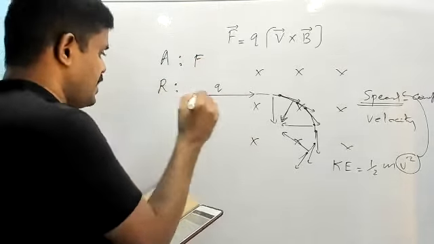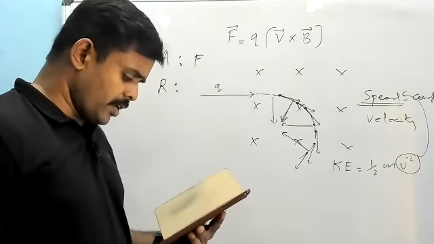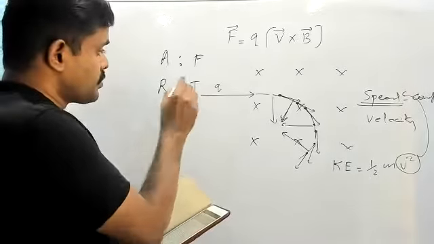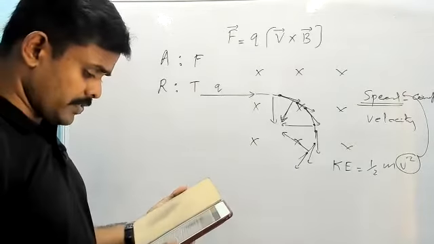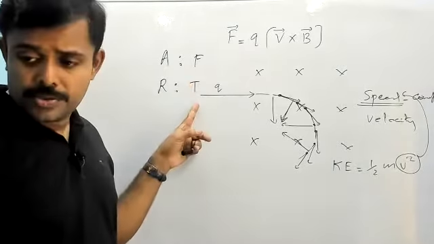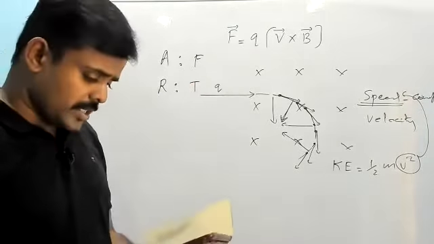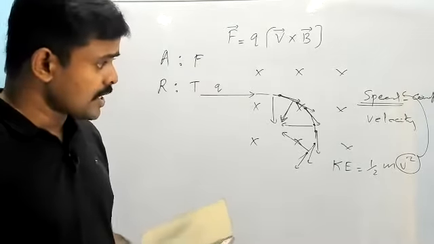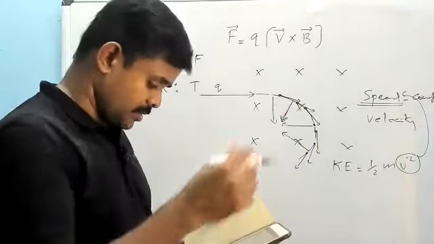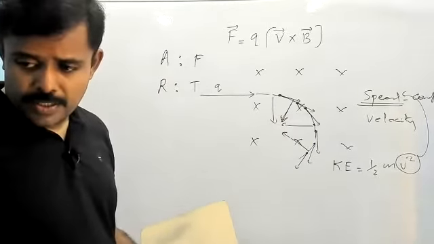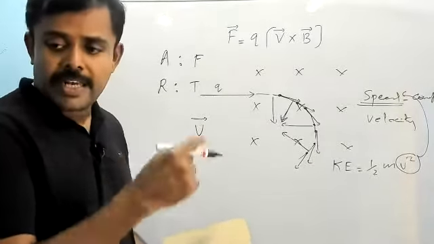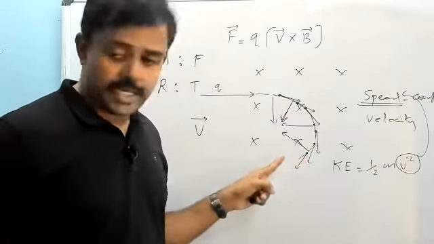What about reason? Let's see reason. Force changes velocity of charged particle. That is true. Assertion is false, reason is true. But you know, reason is true. Force changes velocity of charged particle. Velocity changes because of what? Velocity is a vector quantity. It changes even when the direction changes. Here the direction is changing, right?